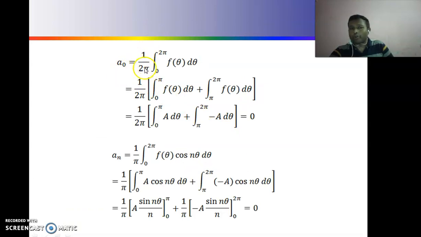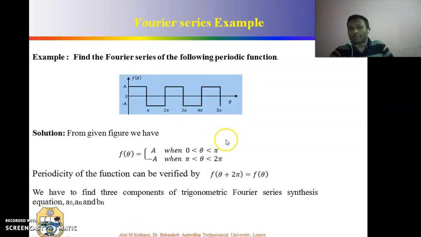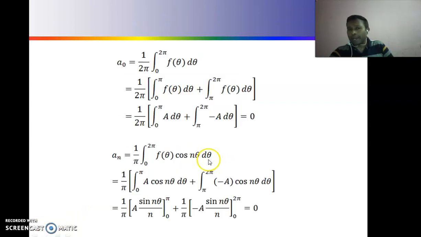A0 is equal to 1 upon 2 pi, integration over 0 to 2 pi, f(theta) d theta. And what is f(theta)? f(theta) is a for the period 0 to pi, and f(theta) is minus a for the period pi to 2 pi. And if we put these values here, a and minus a, having the periods given here, 0 to pi and pi to 2 pi, then if you solve this further, we'll get the value of A0 as 0.